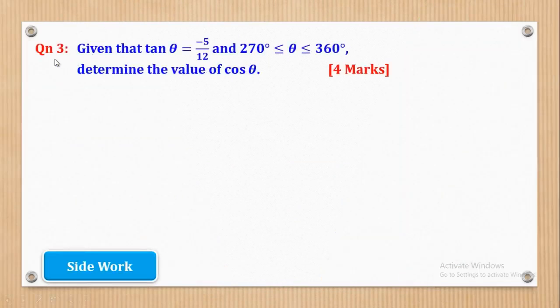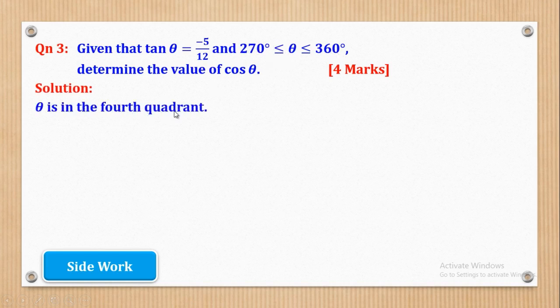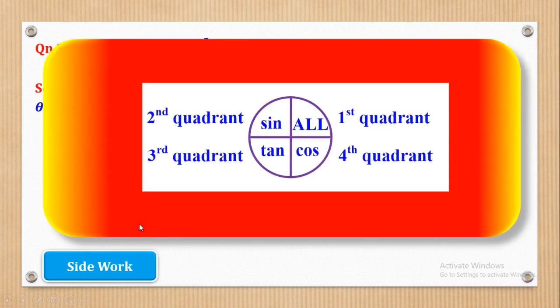So we shall now go to question 3. Question 3 says, given that tan theta is equal to negative 5 over 12 and theta is greater than or equal to 270 degrees but less than or equal to 360 degrees, determine the value of cos theta, for 4 marks. Now that theta is between 270 and 360 degrees, it implies that theta is in the 4th quadrant.